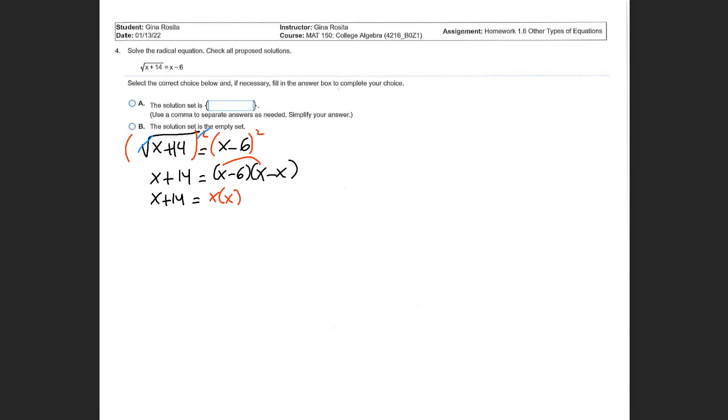Next, x times negative 6. What next? Negative 6 times x. What next? Negative 6 times negative 6. Use the parentheses, because it is a negative number. Be careful with negative numbers. Small thing, but big mistake. Be careful. So now x plus 14 equals x times x, x squared.